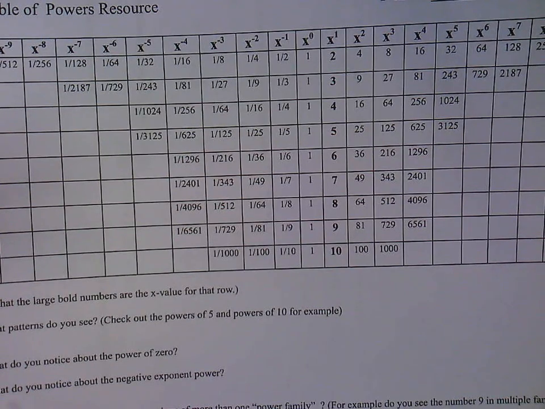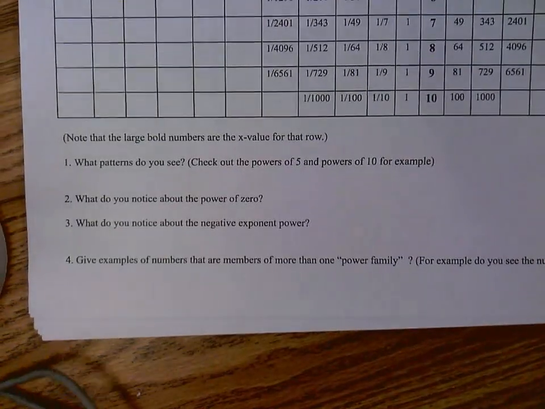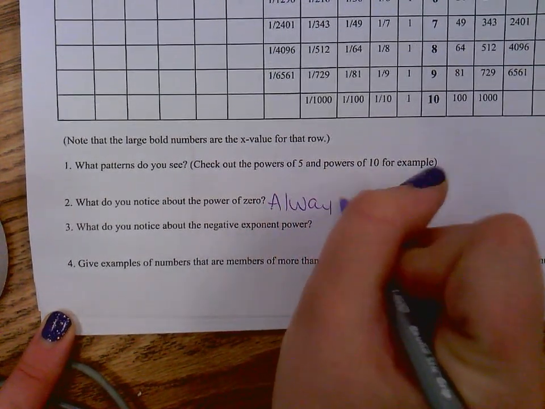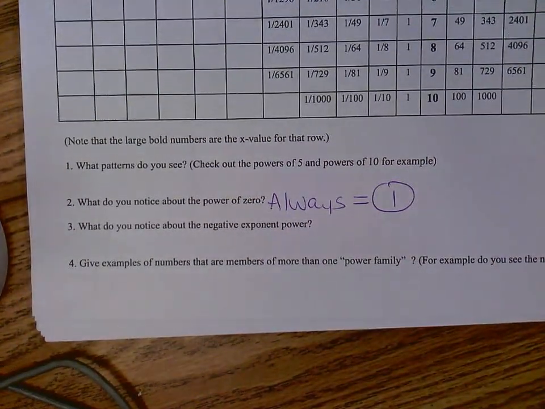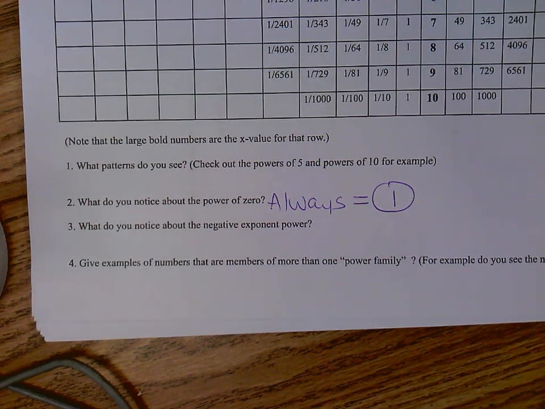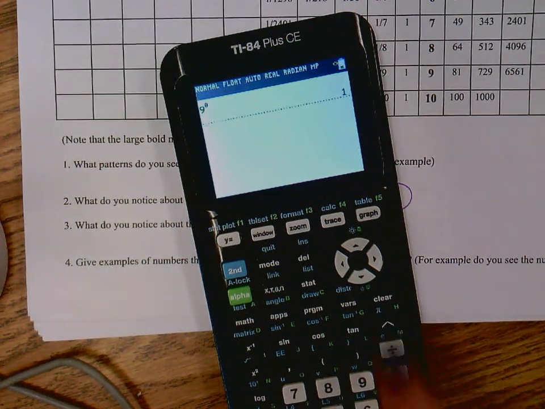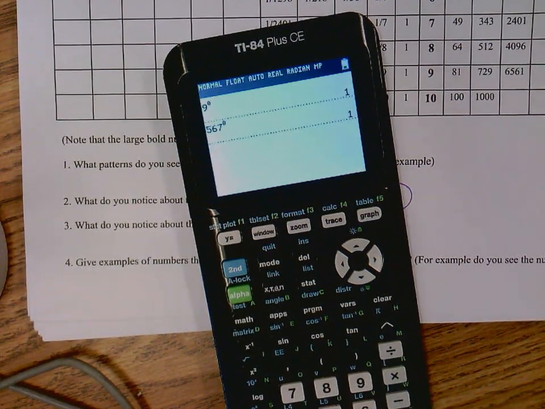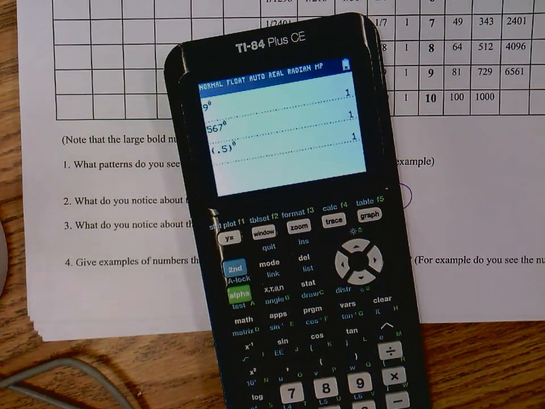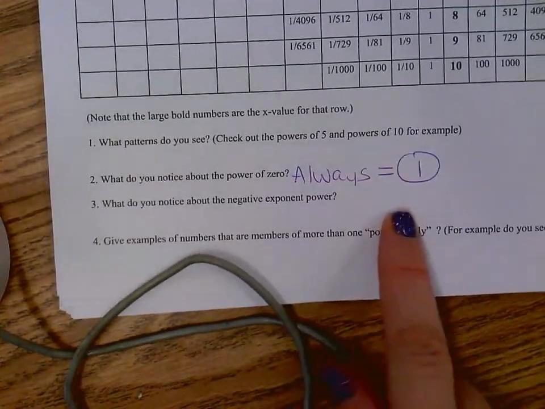The power of 0 is always what? Power of 0 is always equal to 1. And if you forget that, if you type it into a calculator, that's always a good thing to do if you got a calculator. So if I type in like 9 raised to the 0 power, my calculator will tell me 1. 567 raised to the 0 power, my calculator will tell me 1. If I did 1/2 to the 0 power, 1. So anything to the 0 power is 1. So that's an important property that we're going to learn today.